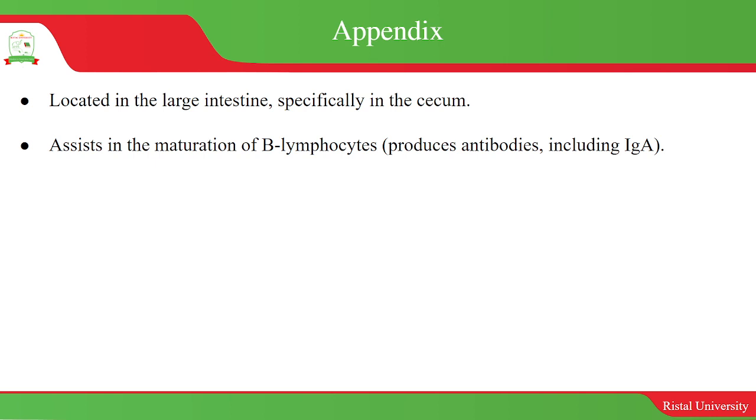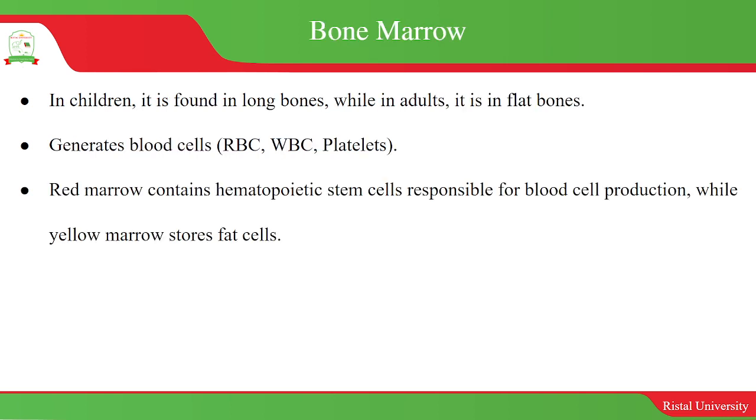The other organ, which is not commonly added to lymphatic organs, is the appendix, which also is a site for maturation of B cells. And then the bone marrow is also a site for generation of blood cells, including the white blood cells, platelets and the red blood cells. So it contains the red bone marrow, a site for the stem cells. The stem cells are very important in generating the other types of cells. So the hematopoietic stem cells are responsible for production of the blood cells: the red blood cells, white blood cells, and the platelets.